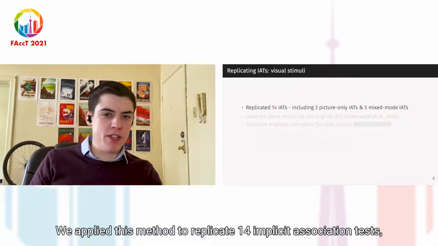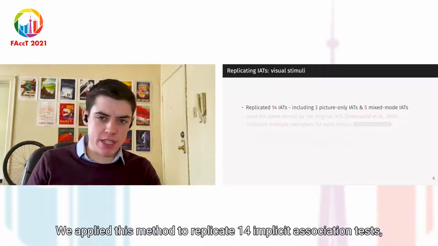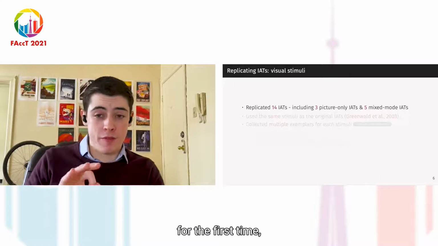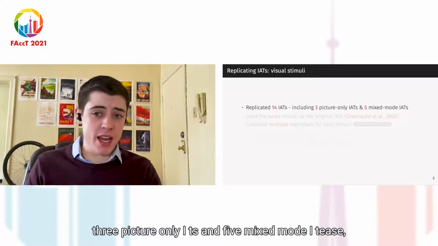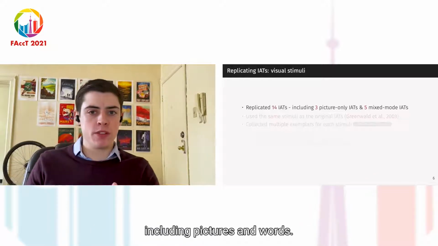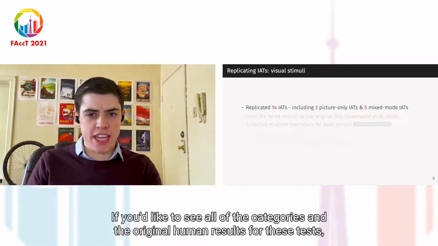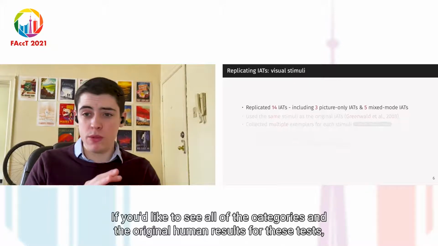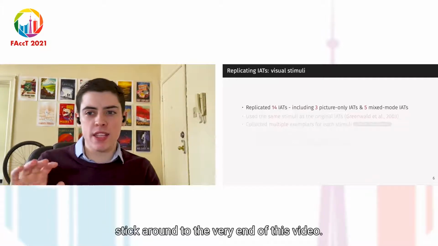We apply this method to replicate 14 implicit association tests, including, for the first time, 3 picture-only IATs and 5 mixed-mode IATs, including pictures and words. If you'd like to see all of the categories and the original human results for these tests, stick around to the very end of this video.